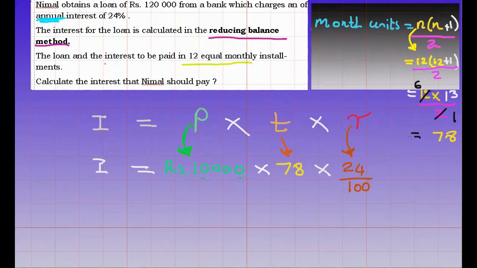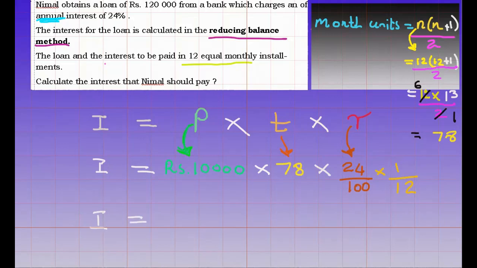So how do you convert 24%, that is the annual interest rate? How do you convert an annual interest rate to a monthly interest rate? What is a month? A month is 1/12 of a year. So when you have to convert a yearly interest rate to a monthly interest rate, you multiply the annual interest rate by 1 over 12, because a month is 1/12 of a year. Makes sense? All right.